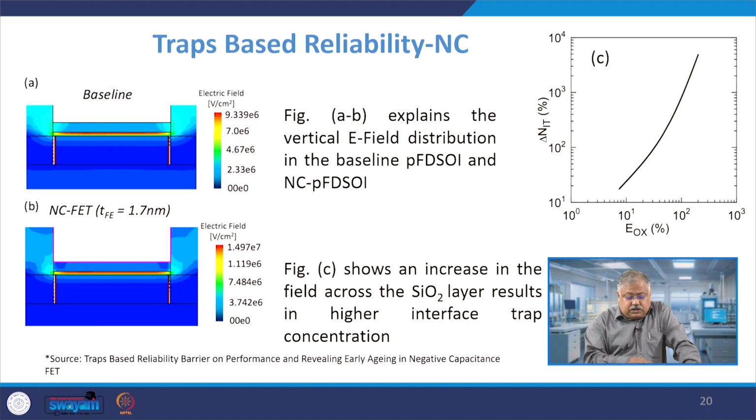Now, this is a study which was done by many authors, and this is basically introducing traps for an NC FET. So you can take an FDSOI N type or an NC P type FDSOI and then insert traps and check what happens. And we see that as you go on increasing electric field, there is an increase in the value of the interface trap charge density, and that makes NC go from bad to worse in that sense.